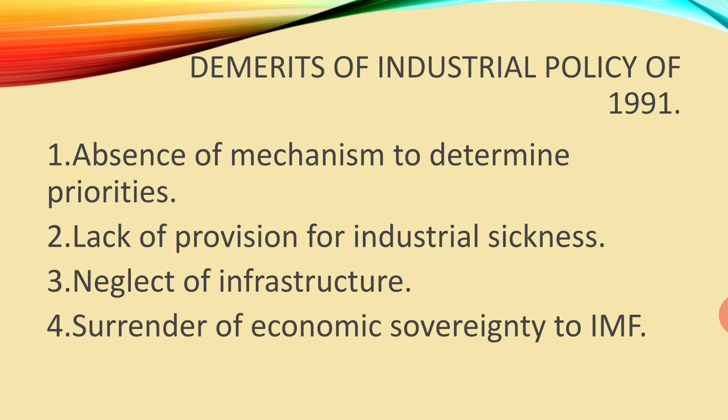So, the first one, absence of mechanism to determine priorities, lack of provision for industrial sickness, neglect of infrastructure, surrender of economic sovereignty to IMF. Yes, my dear students, the first demerit is absence of mechanism to determine priorities.